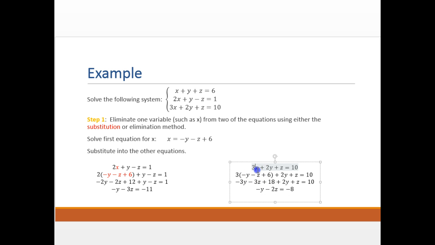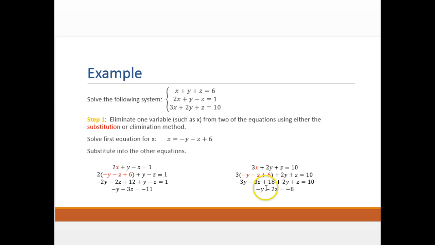You can now do the same thing with the third equation. 3x plus 2y plus z is 10. Substitute in for x, you get 3 times the quantity, negative y minus z plus 6, plus 2y plus z is 10. You get negative 3y minus 3z plus 18, plus 2y plus z is 10. That reduces to negative y minus 2z is negative 8.